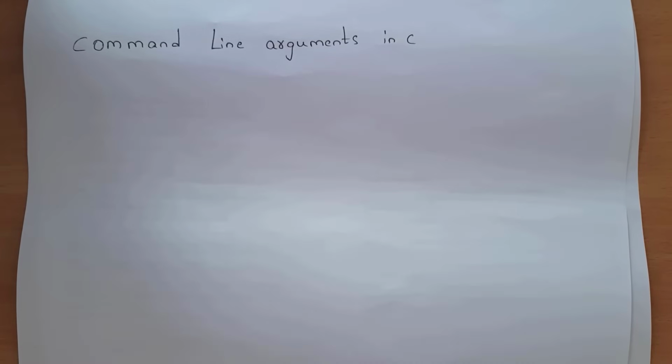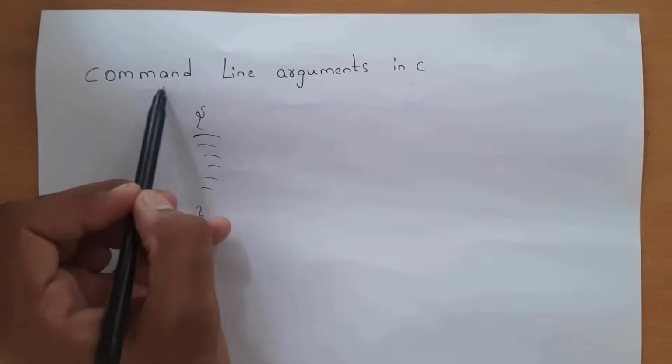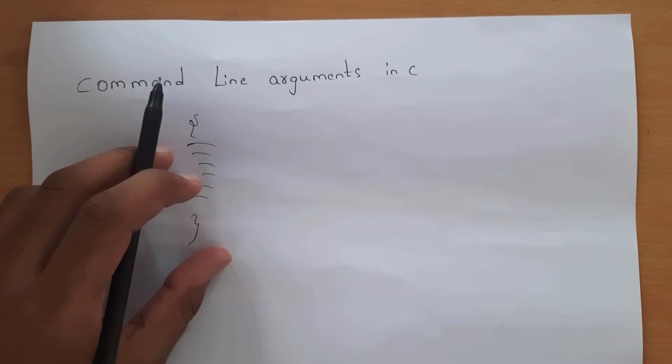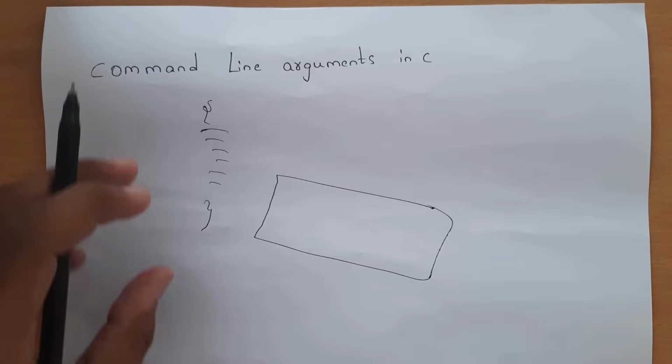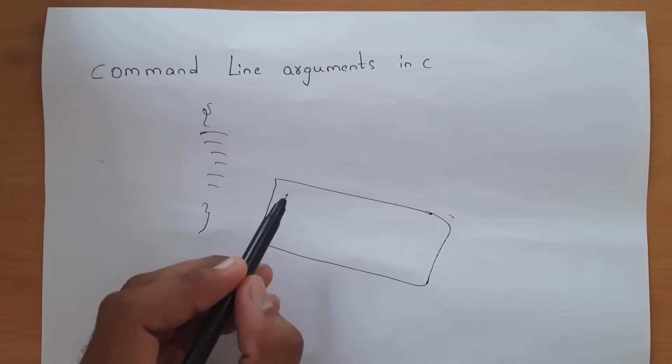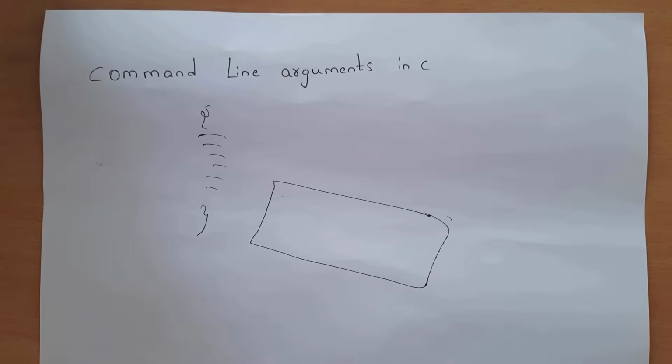Next topic is command line arguments in C. Why do we call it command line arguments? Because whenever you write a command line argument program and execute it, it will open the command prompt, and inside the command prompt you need to pass arguments. For example, testing.